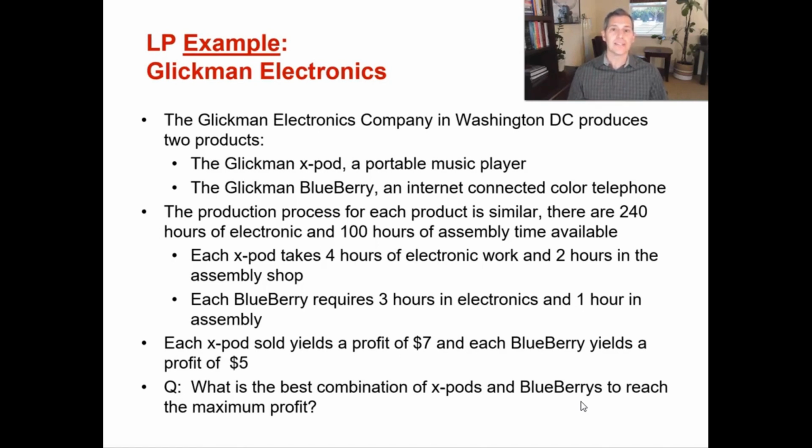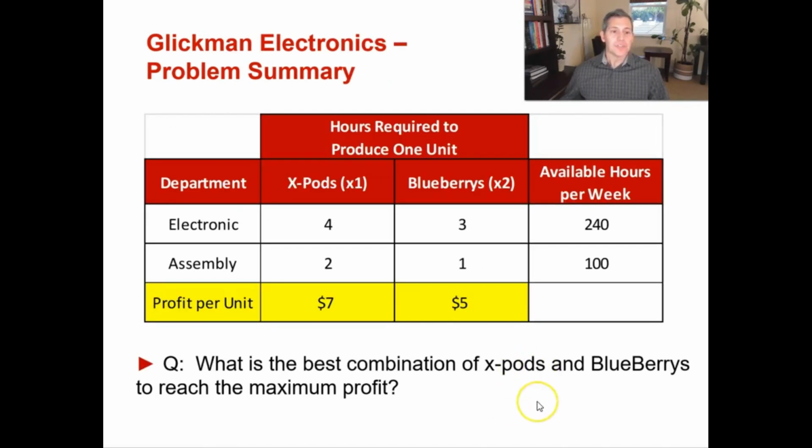So linear programming takes the guessing out of it, and we can input these constraints, decision variables, and our objective functions into Microsoft Excel, and it'll tell us exactly how many products to make and what our profit will be. So that's what we're going to do with Glickman Electronics. So here's all the data that will be given to you. If you summarize it in a chart, and you just write it out a little differently, it takes you for an XPod, which is your X1.